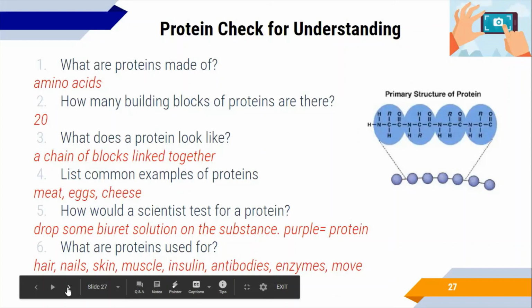What are proteins used for? Well, proteins are everywhere. Your hair, your nails, skin, your muscles, insulin, antibodies, enzymes. They also assist with your cell membranes by assisting in moving substances across the membrane. Proteins have a very large job within our bodies.